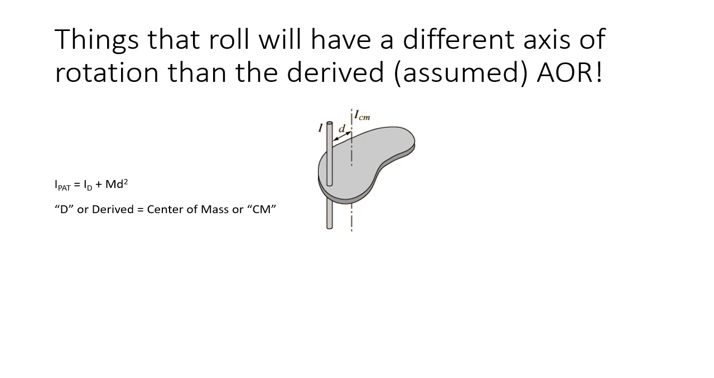So if you see the picture, we have some arbitrary shape, and let's say its center of mass is right there with the dashed line right through the center. But then you actually end up pinning it about a different spot that is distance d away. So then that would be I_derived, or I center of mass, plus m times d squared. We'll do some examples, start to see how this kind of works.